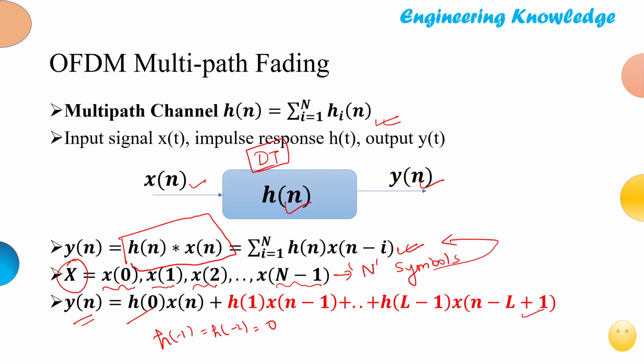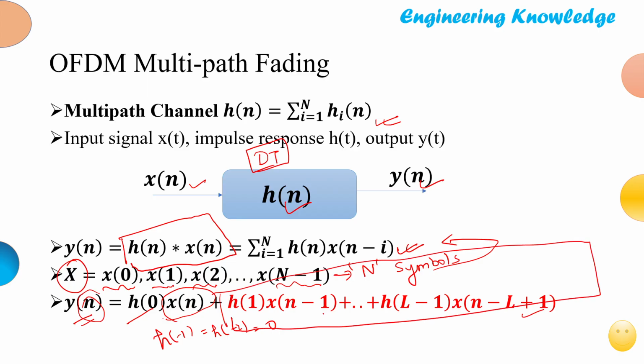So you can understand that h of 0 depends on x of n, and the other components that I have highlighted in red are x of n minus 1 through x of n minus l plus 1. These are past symbols. Let me clarify this concept again.